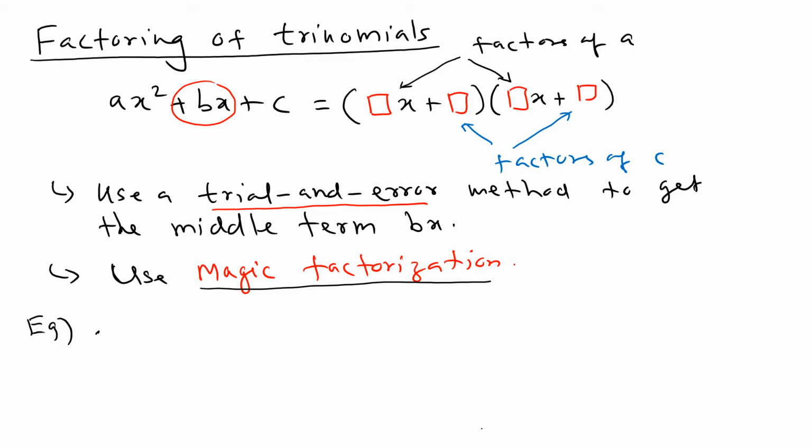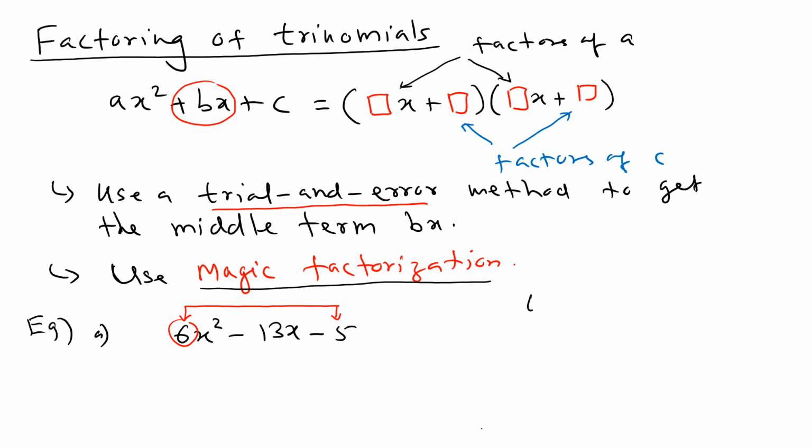Let's say we have 6x squared minus 13x minus 5, and we're going to factor this polynomial. Now you notice that 6 has several factors: 6 times 1, 2 times 3, and 3 times 2. So how do we do this? First, we look for the product of these two.